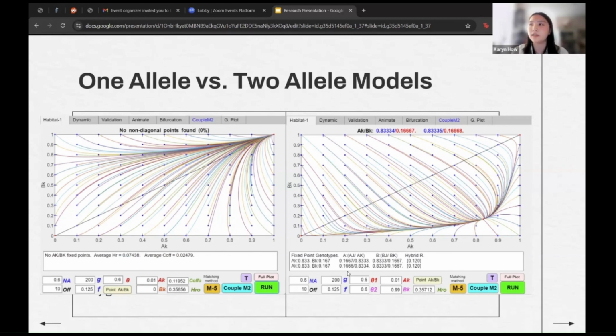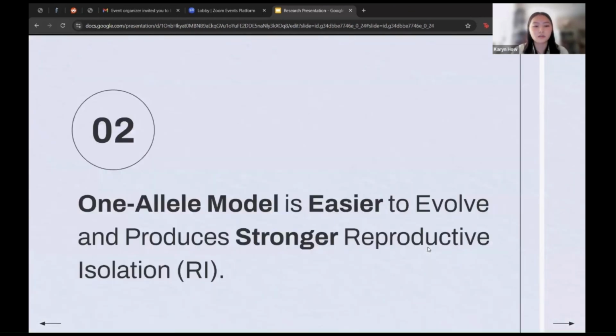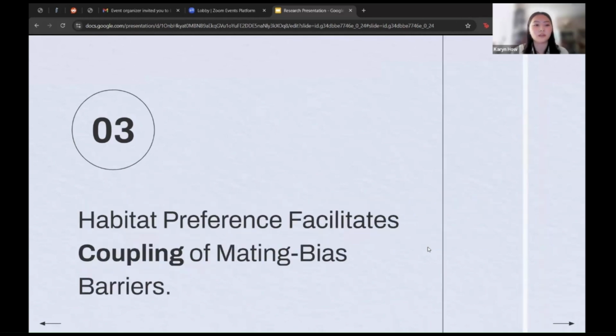So everyone in niche A has a K allele habitat preference, which is impacting them. And for B, it would be the J allele. As a result, what we found is that one allele is easier to evolve and produces a stronger reproductive isolation, just because that polymorphism moves towards fixation. And our third point is that we found that habitat preference can facilitate the coupling of mating bias barriers.